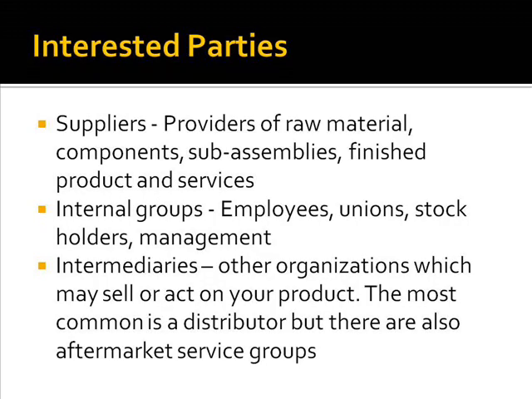Okay, we all know who suppliers are. They provide raw materials, components, sub-assemblies, finished products, services, and they can impact your cost, they can impact your delivery, they impact your final product, so they are included in the interested parties. Internal groups are like your employees, your unions, your stockholders. These are people who make decisions and can change whether or not you make a good or a bad product. Intermediaries are people like distributors or aftermarket service groups. They can impact your quality.